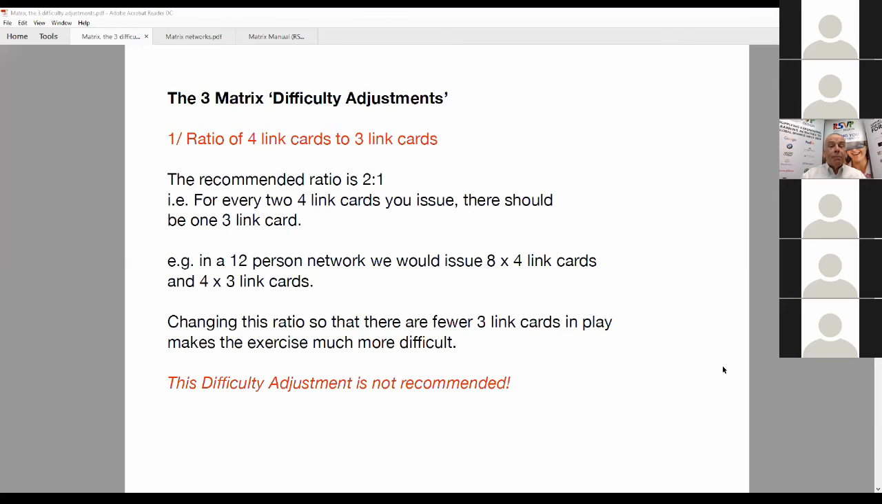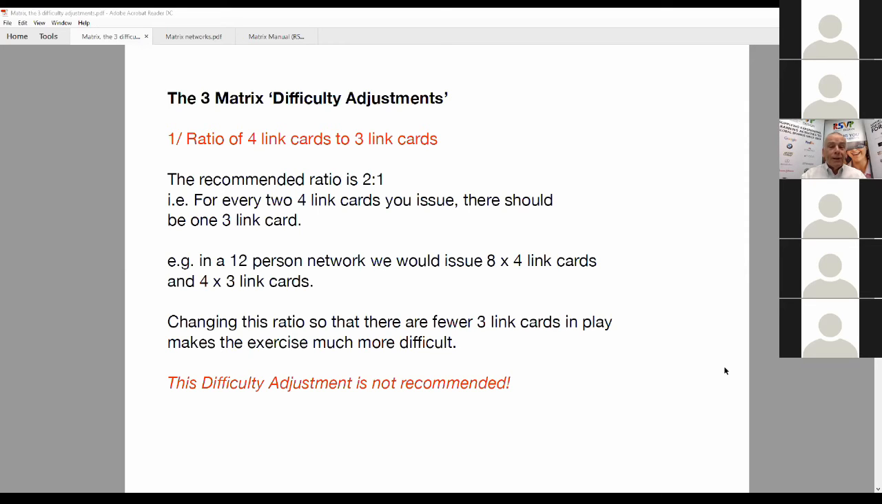That is, remember we've said nobody is allowed to have more than 4 pieces in their possession, so it's only the people who are holding 3 links in their possession who can receive anything. And therefore they constitute the capacity in the network. If you reduce that capacity, it makes things infinitely more difficult. This is a pretty blunt intervention to make. This is not something I'd recommend you to do.